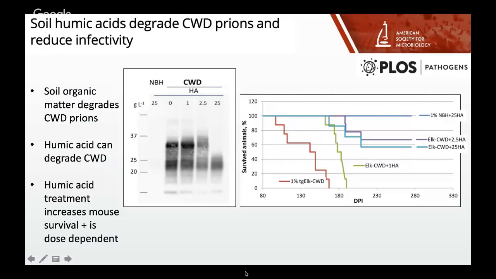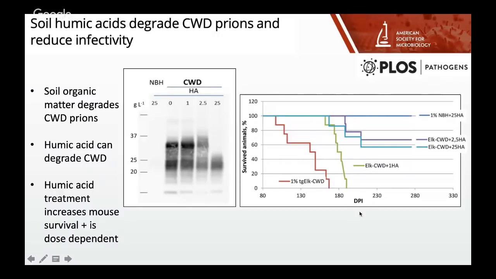And not only can it degrade those prions, but the treatment with humic acid can increase mouse survival. So if mice are injected with the chronic wasting disease prions from, in this case, elk, you can see that they succumb relatively quickly. To be quite honest, this is almost 6 months, 180 days post-infection.